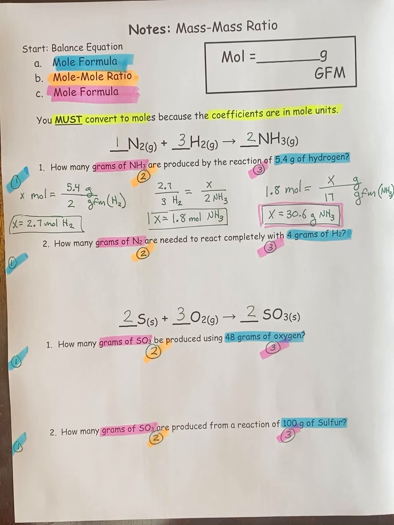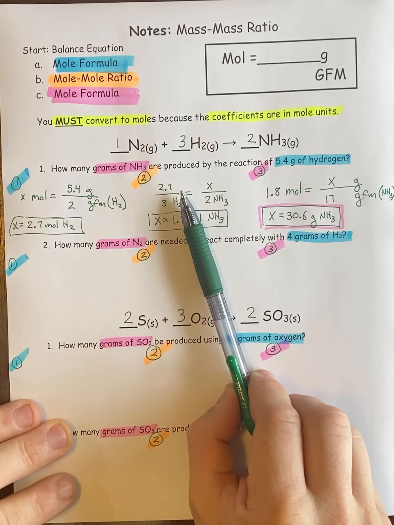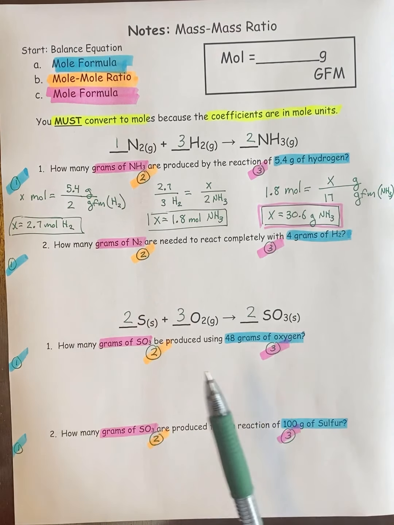that's my final answer. Okay, but I had to do all that work. I had to convert my grams of H2 into moles, then do a ratio problem, then convert it back into grams, which is, like I said, very common. We've got 3 more, 1 more for this equation and 1 more for the next one.